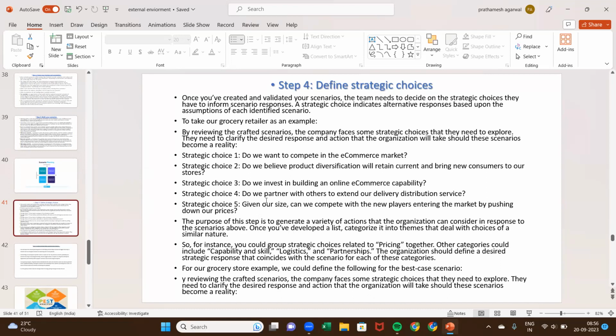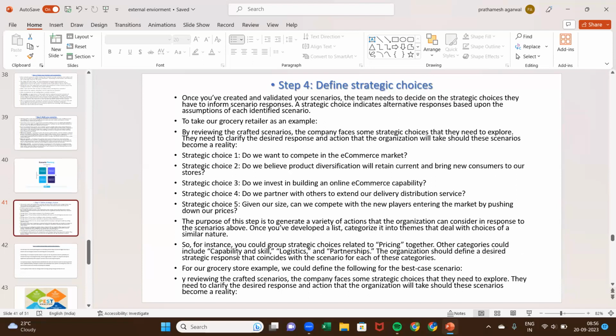If it's yes, what are you going to do? If it is a no, what are you going to do? The purpose of this step is to generate a variety of actions that the organization can consider in response to the scenarios above. Once you have developed a list, categorize it into themes that deal with the choices of similar nature. For example, you could group strategic choices related to pricing together.